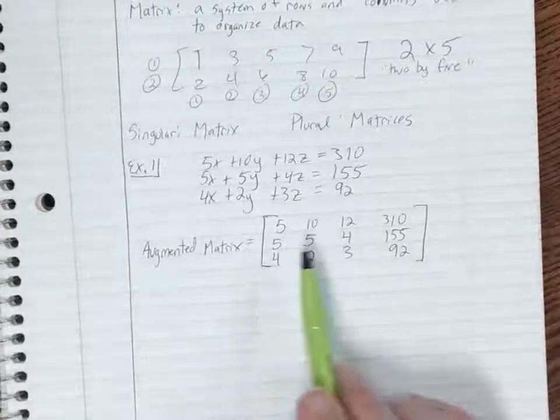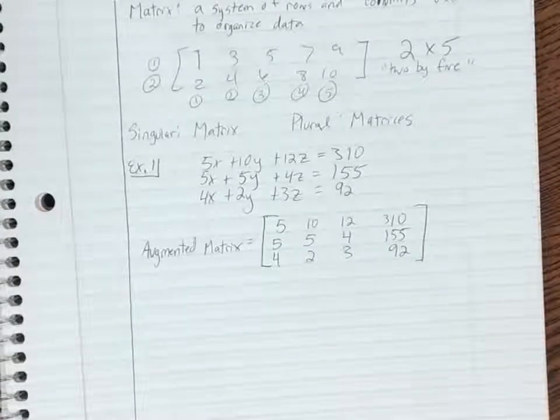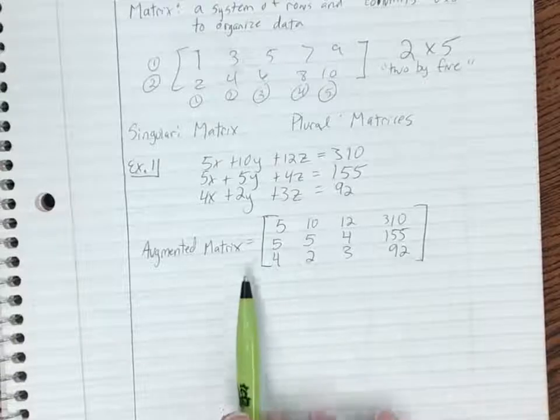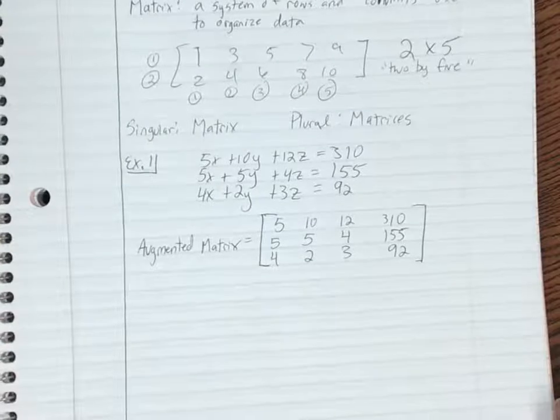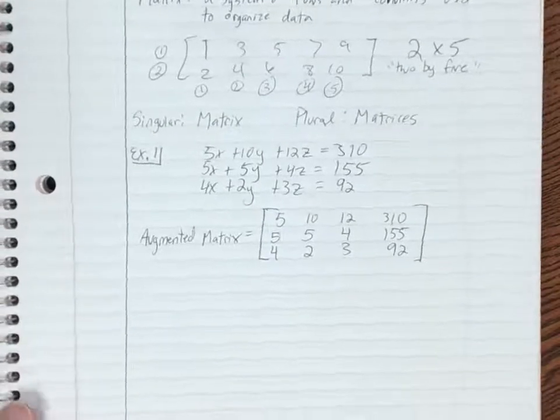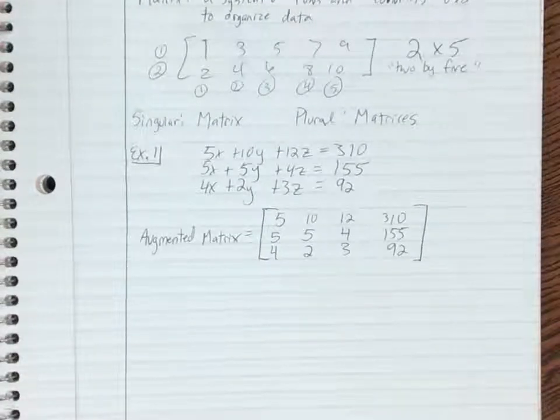By the way, these are brackets on either end there. They tell us where the matrix starts and stops. This is my augmented matrix. Pretty cool, huh? Now comes the fun part.